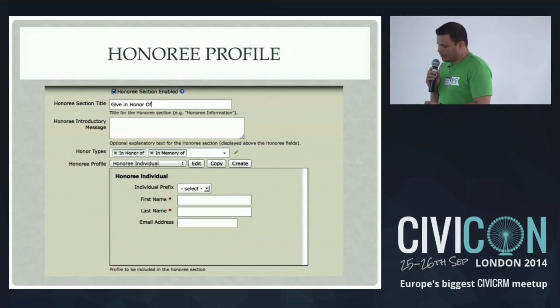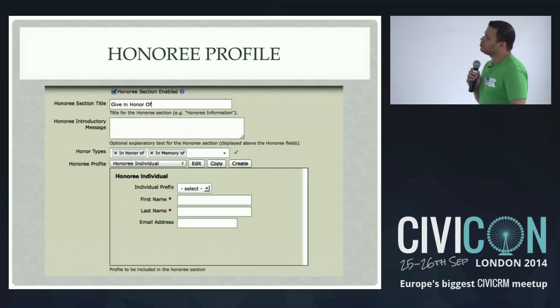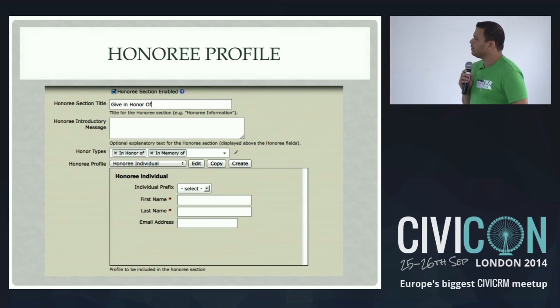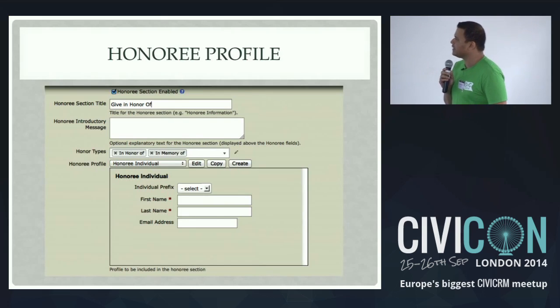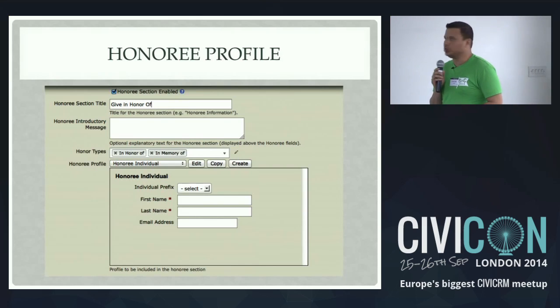Now we have changed the honorary section into a profile-driven one. So you can create your own profile and use it, and you can add whichever fields you want to collect about the honoree, and then you can select the soft credit type: in honor, in memory, or whichever you'd like.